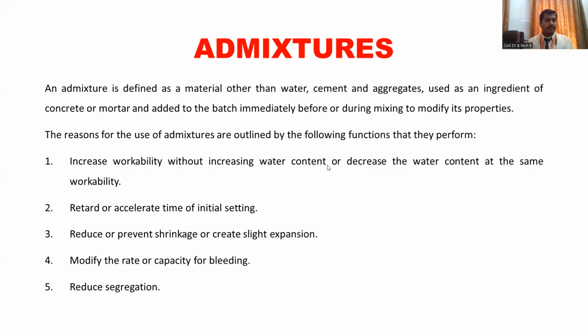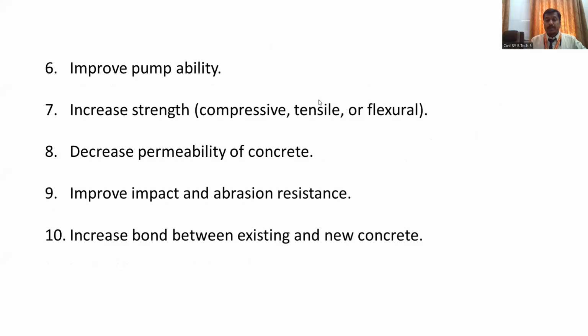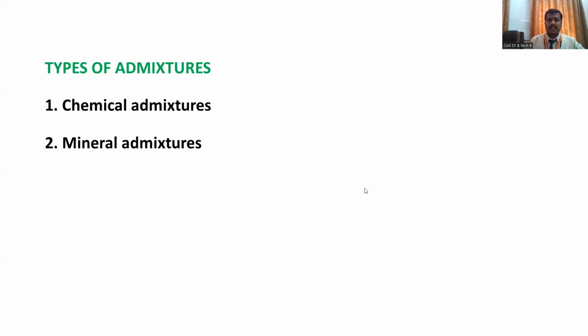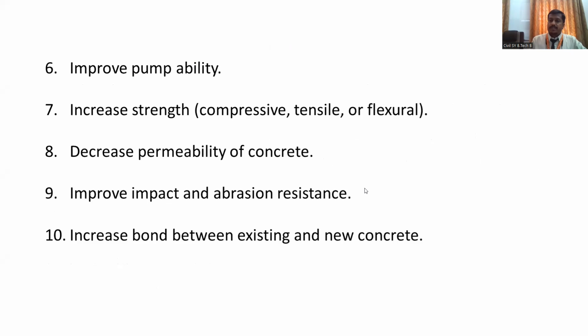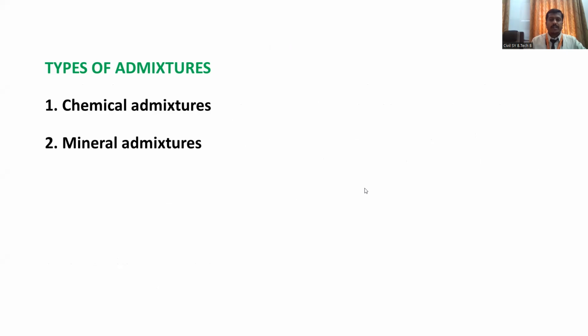So I think everyone is familiar with the functions. What are the functions of the admixtures? To improve pumpability, again a few functions are highlighted in this presentation: to increase the strength, to decrease the permeability, to improve the impact and abrasion resistance, and to increase the bond between existing and new concrete. These are some of the roles played by the admixtures. So dear students, the next part of this chapter is the different types of admixtures that we are using. As I told you, we have two major categories: first is chemical admixture and second is mineral admixture.